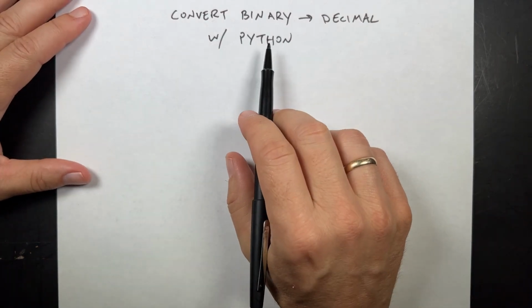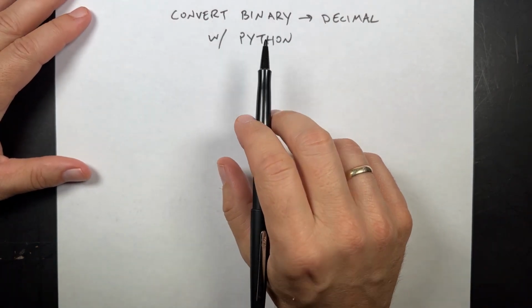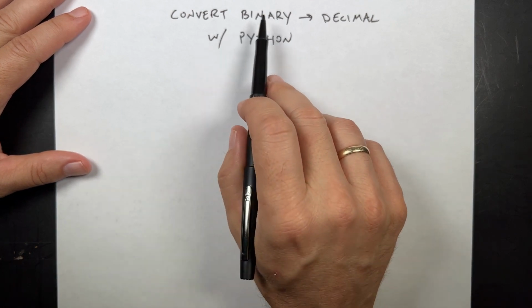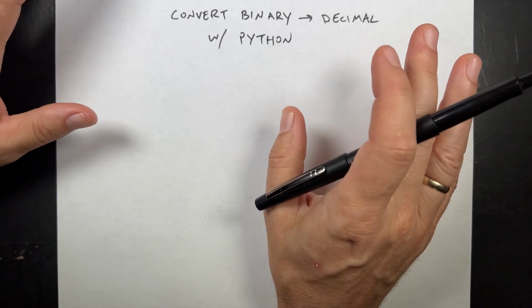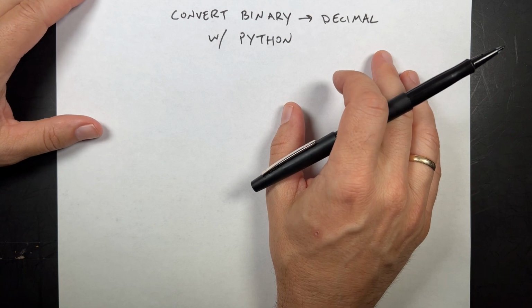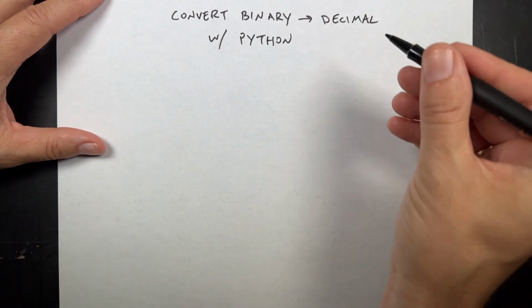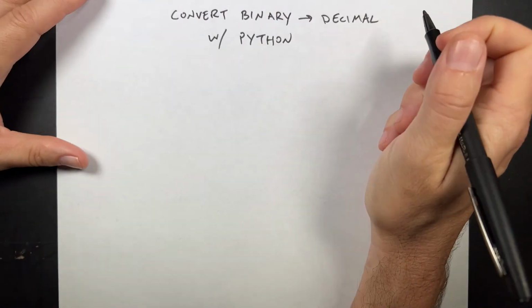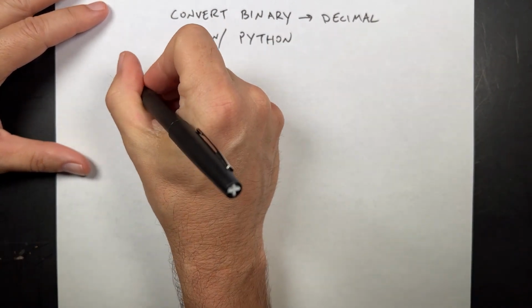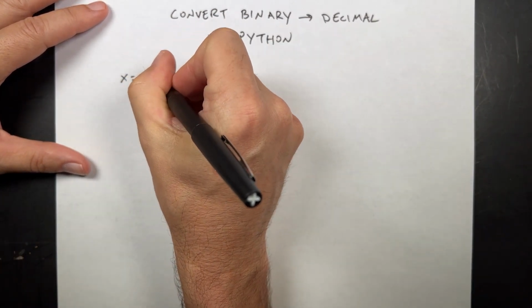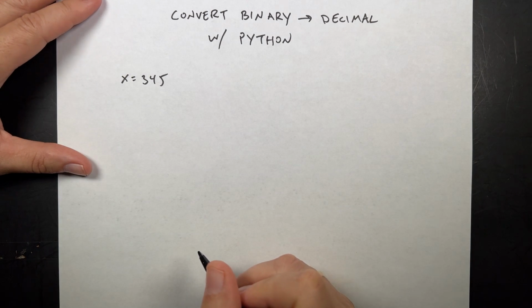We are going to make a Python program from scratch that converts from binary numbers to decimal numbers. So let's just talk about numbers for a second because there's a bunch of important things. The number one thing, let's say I have the decimal number x equals 345. What does that really mean?